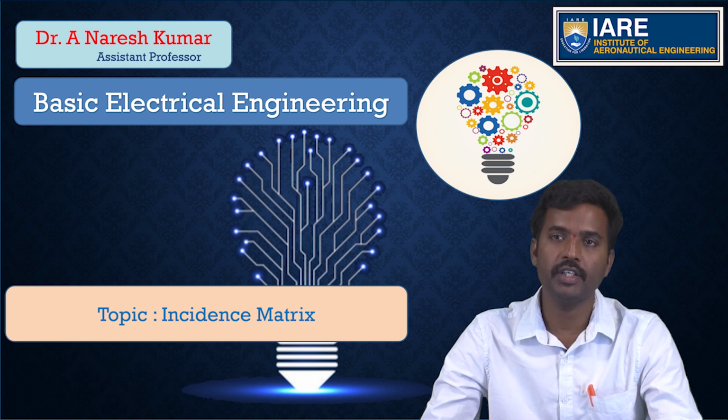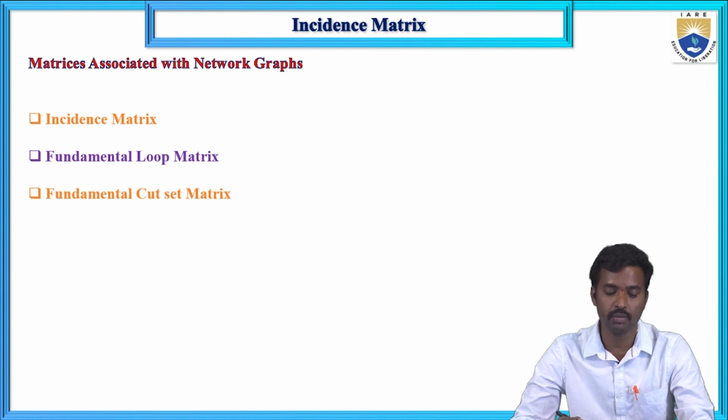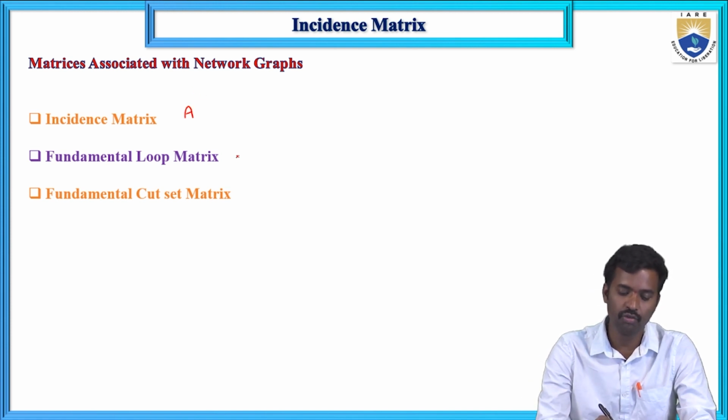Today we are going to have a discussion on incidence matrix and its related problems. First, the matrices associated with network graphs. What are the matrices? The first one is the incidence matrix, the second one is the fundamental loop matrix, that means tie set matrix, and the third is the fundamental cut set matrix. The incidence matrix is represented with A, the fundamental loop matrix is represented with B, and the fundamental cut set matrix is represented with C.